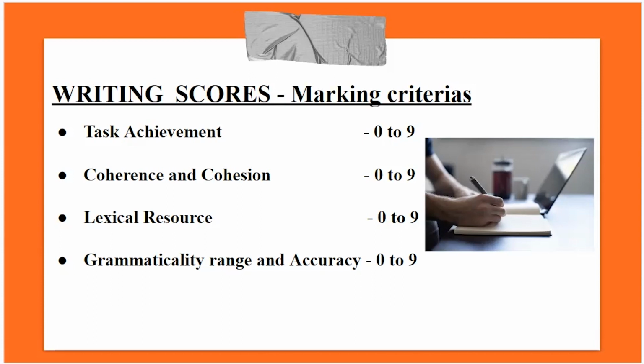For example, there are four criteria based on which you will be ranked. The first one is task achievement. Task achievement is related to the question, whether the person is able to complete the task, which means whether the person is able to answer the question or deviates from the topic. That is what is called task achievement.